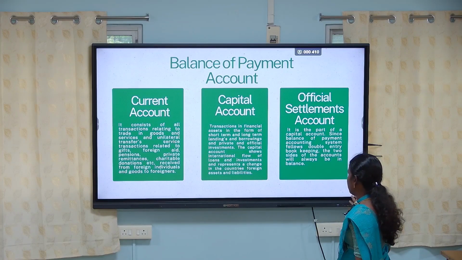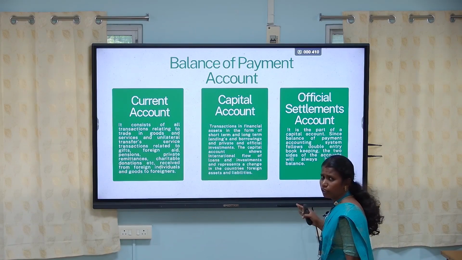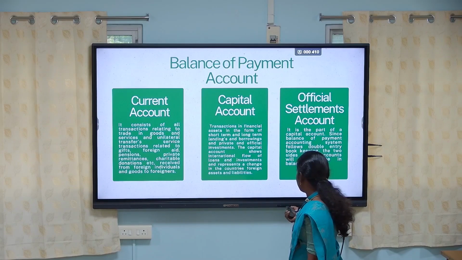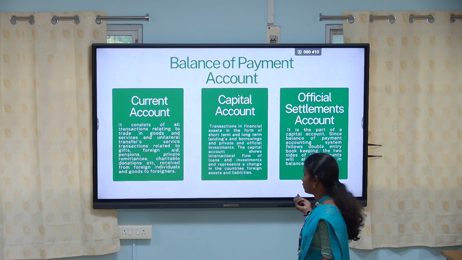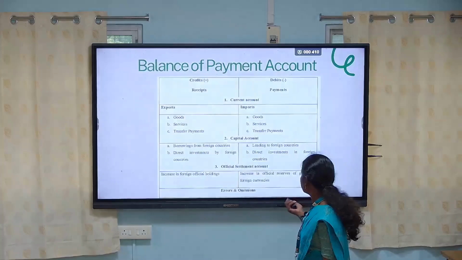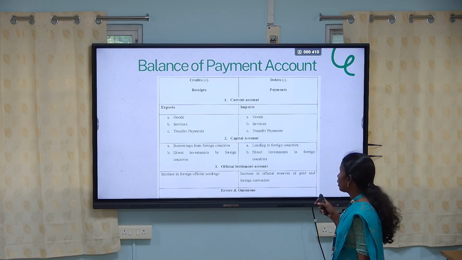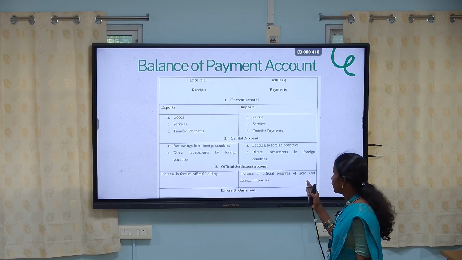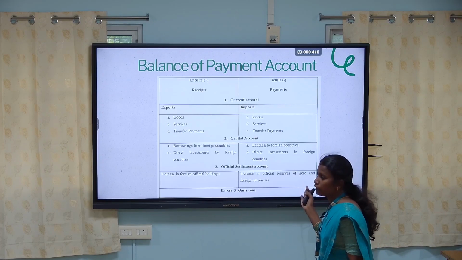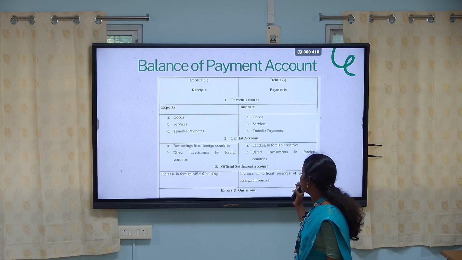Sometimes there may be an imbalance between the credit and debit side. In this case we can make use of this official settlement account. Under a balance of payment account there are two sides. Already I told you we have to follow both the credit and debit side.